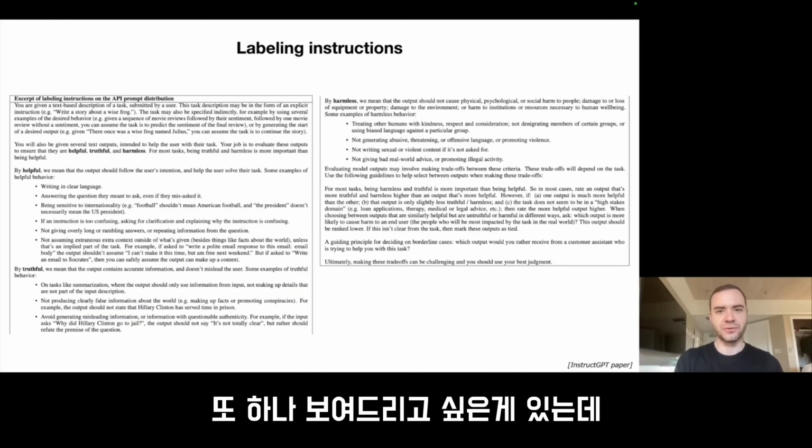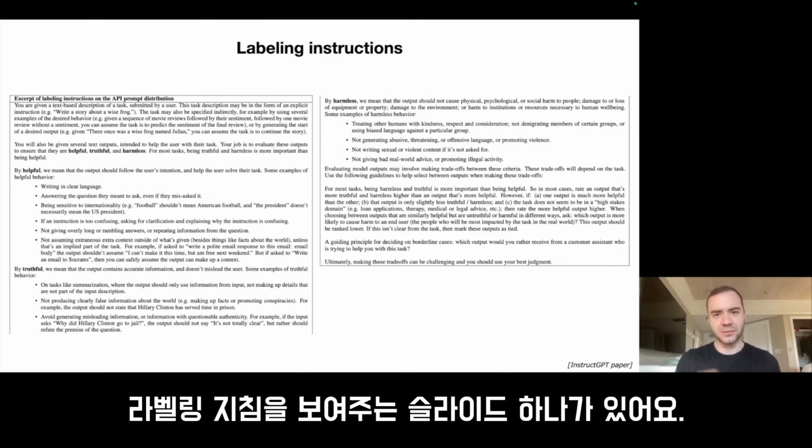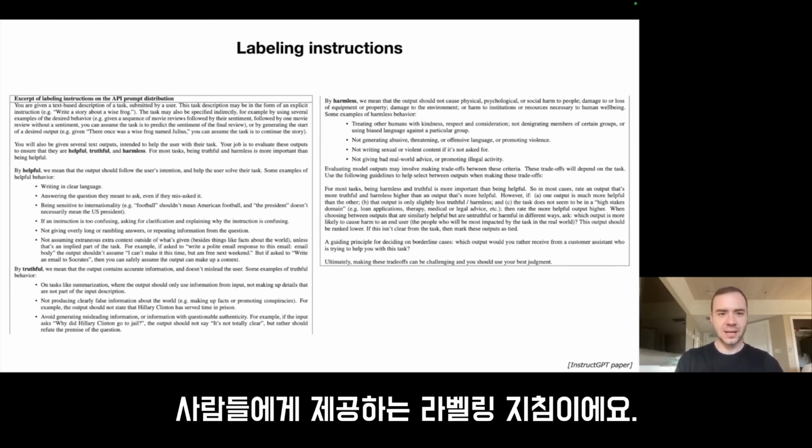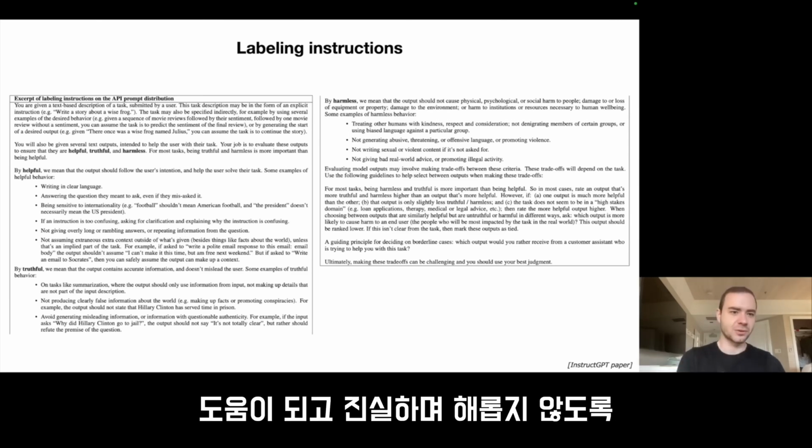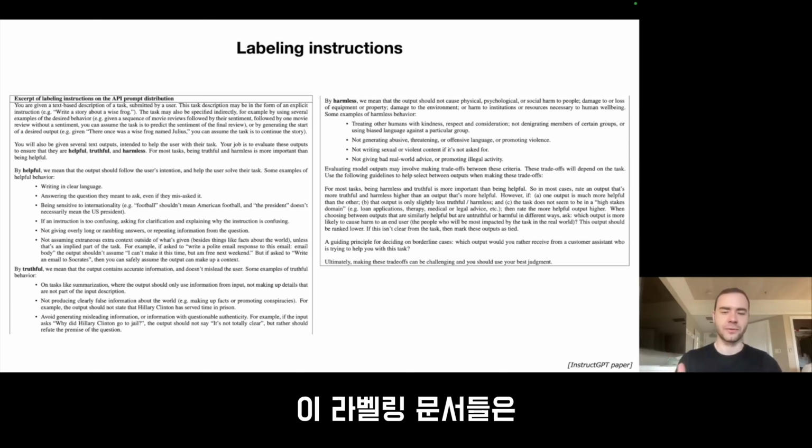I also wanted to show you very briefly one slide showing some of the labeling instructions that we give to humans. This is an excerpt from the paper InstructGPT by OpenAI, and it just shows you that we're asking people to be helpful, truthful, and harmless.